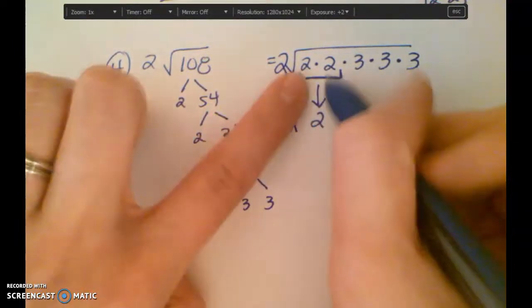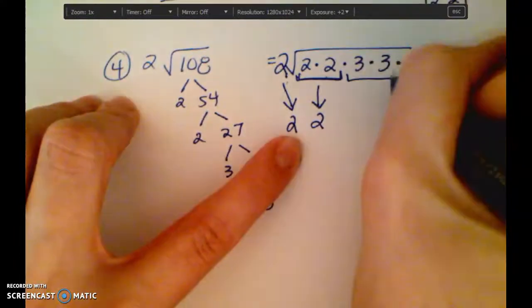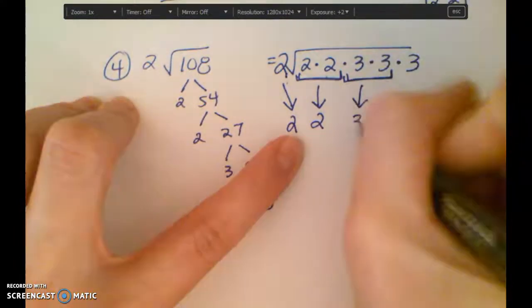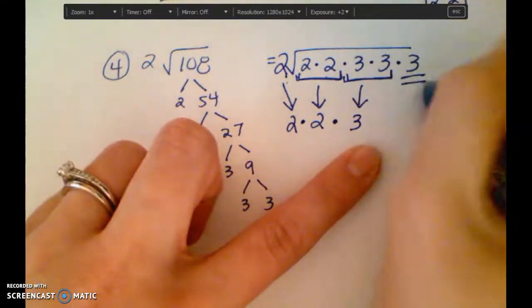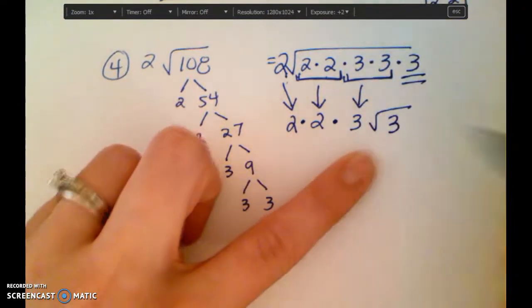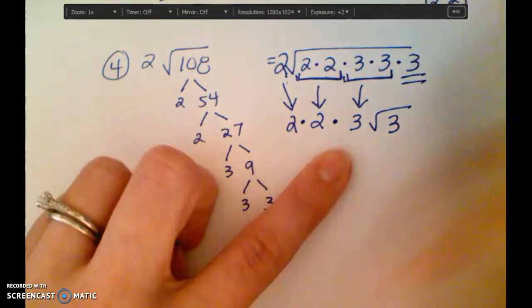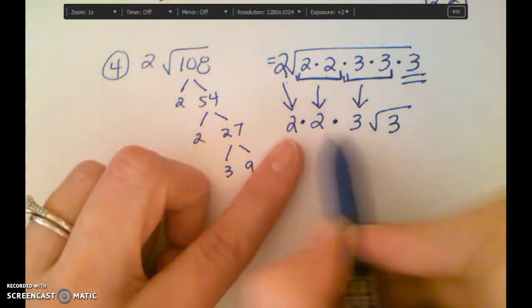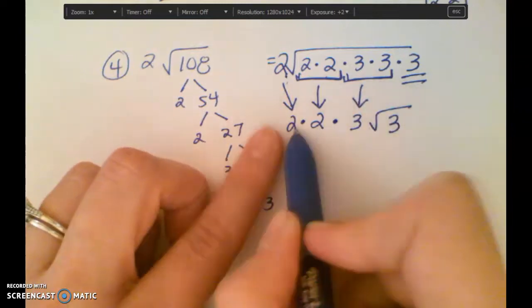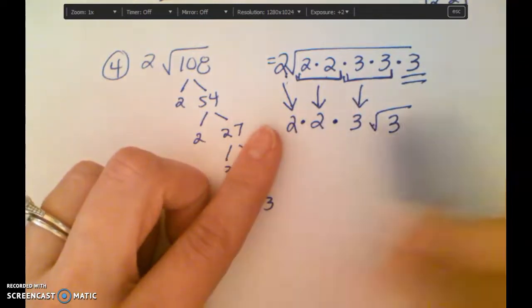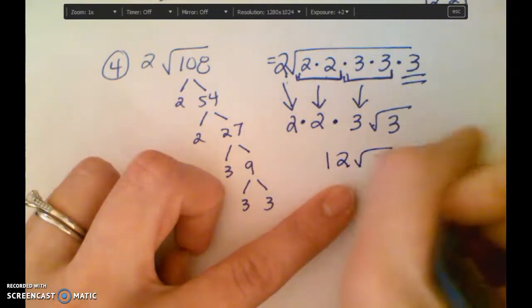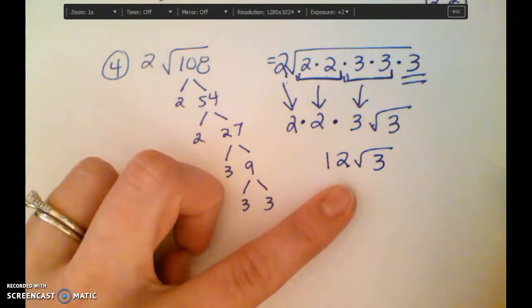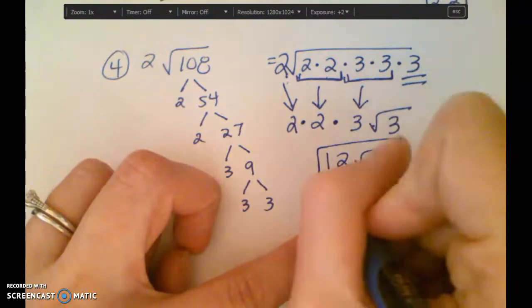I can bring out a pair of these 2s. I can bring out a pair of 3s. These are all being multiplied, and then of course that 3 is stuck, so the square root of 3. Well, this is where we do outside, outside, inside, inside. So we have 2 times 2 times 3. That's going to give us 12. And then, of course, the square root of 3.